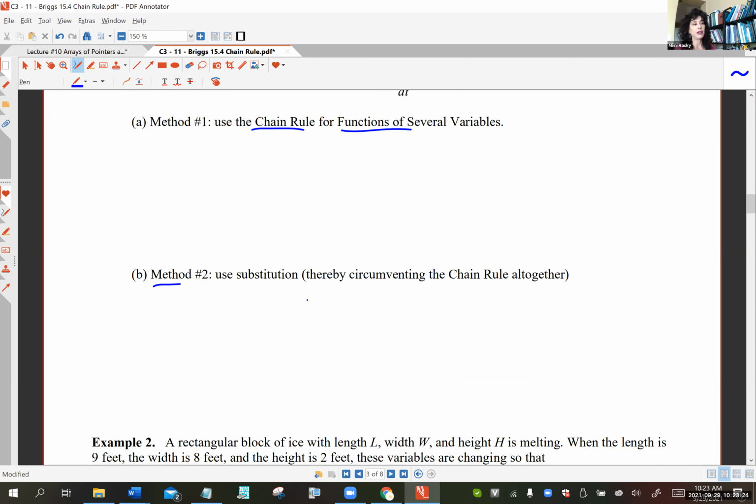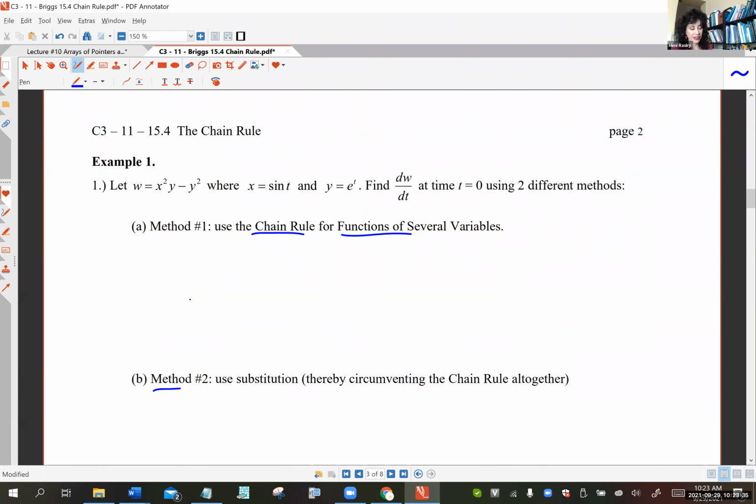But if you were doing that on a quiz where the instructions were use the chain rule and you use method 2, well, I'm afraid you're going to get 0 credit because you did not follow the instructions. So let's look at both methods, shall we?